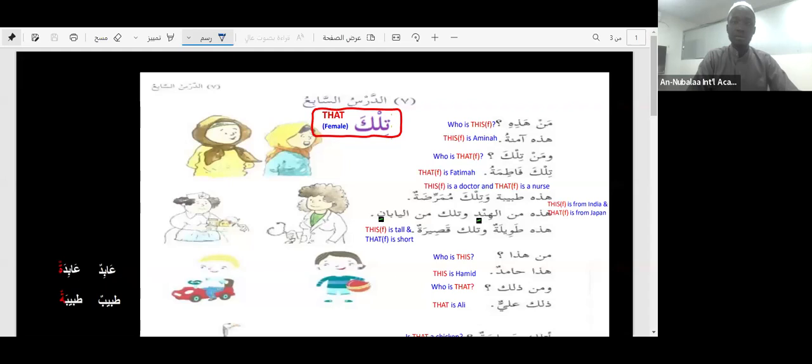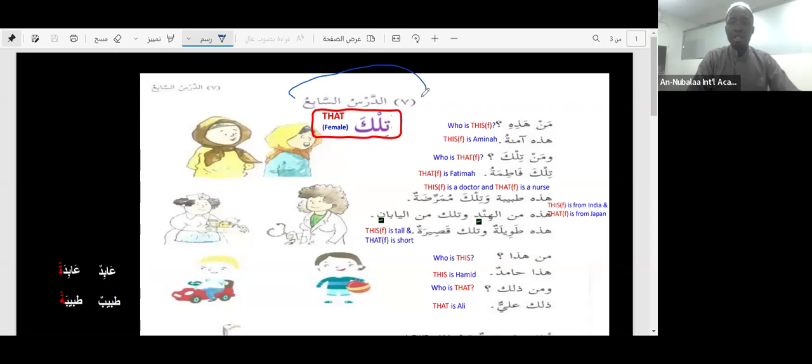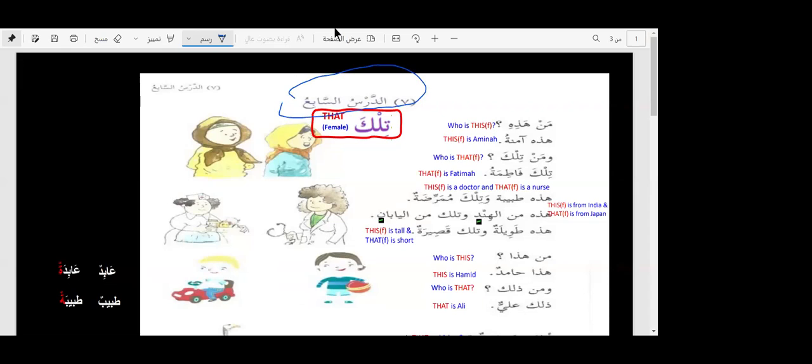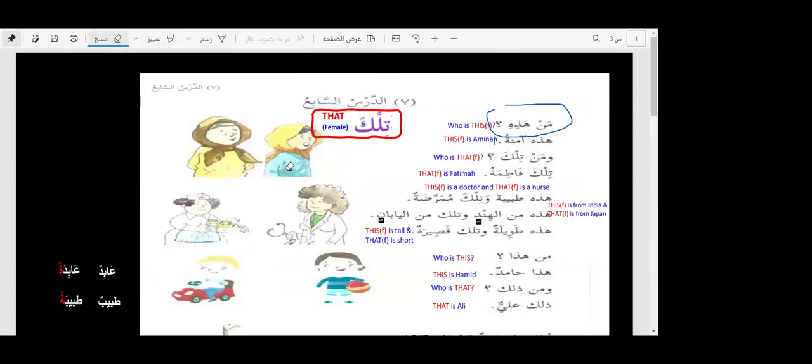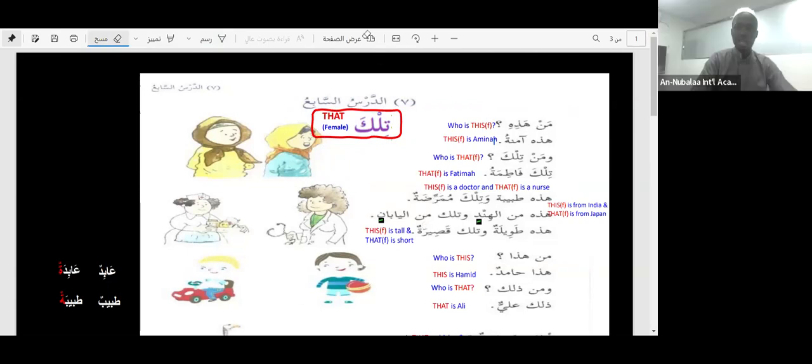Tayyib. Can you see this? Ad-darsu sabi', can you see it? Okay, tayyib. We have tilka, that, and it is used for female. Man hadihi, who is this? Hadihi Amina. This is Amina. Can you see Amina? I hope you can see Amina here. Okay, tayyib. This is Amina. Waman tilka? And who is that?